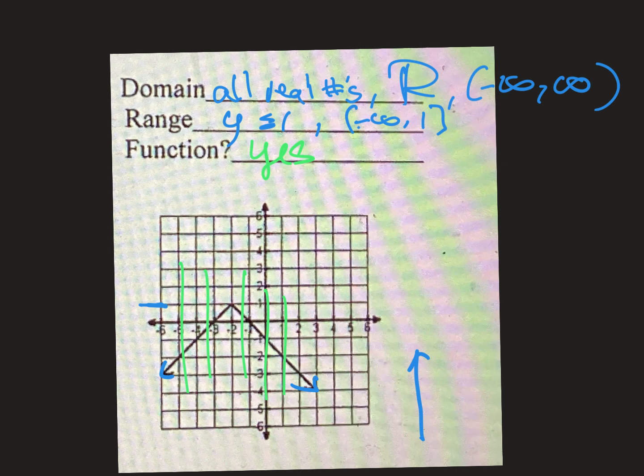All right, and that's it. Hope that makes some sense. One more time. Domain, how far left and right the graph's going, and you always go left to right. That's how you write it. Range is how far up and down your graph is going, and you always write it from down to up. And it's a function if it passes the vertical line test.